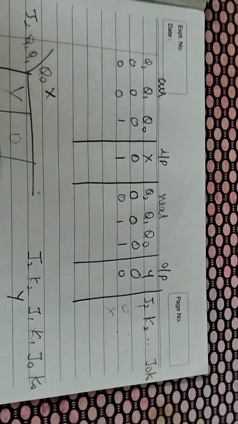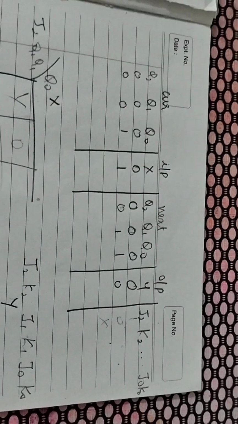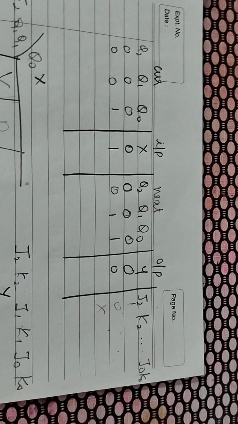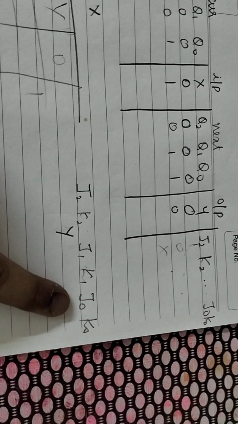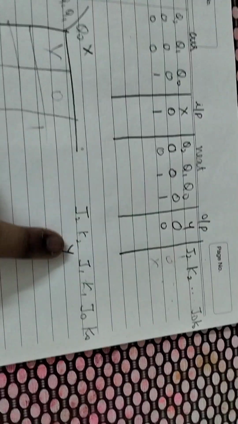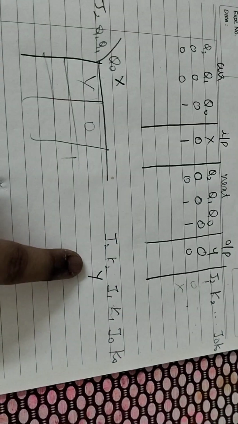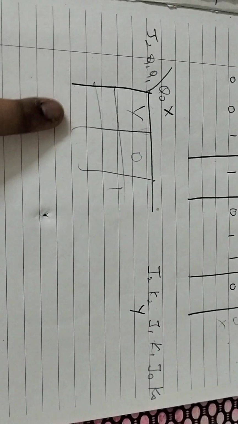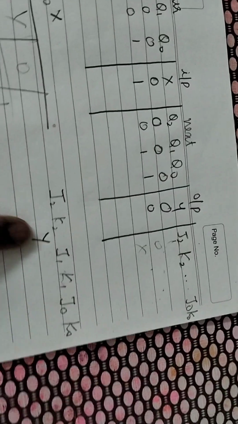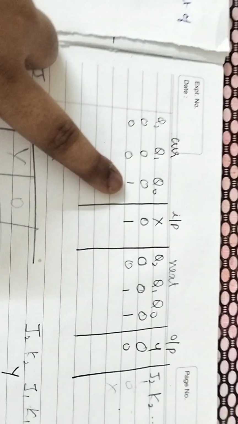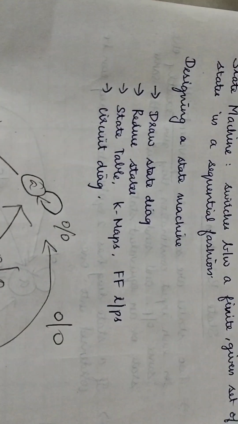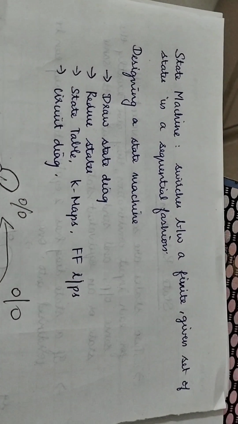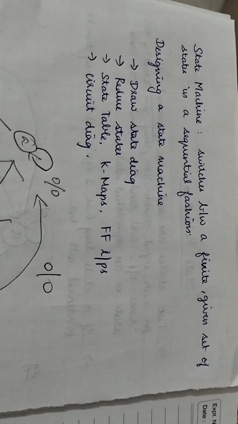How exactly that is done, I've described in the video where I spoke about counters. So once that is done, you need to draw K-maps for J2, K2, J1, K1, J0, K0 and for the output Y using the values here. You will do the grouping as usual and you will get expressions for all of these in terms of the current state and the inputs. And once that is done, you will draw the circuit diagram and connect them accordingly. So that is how you design a state machine.